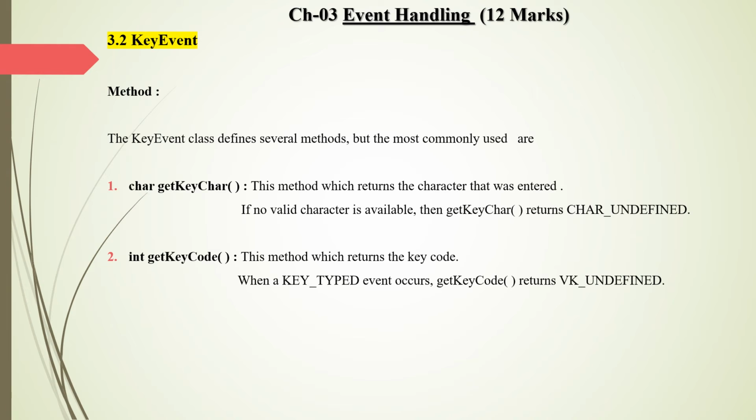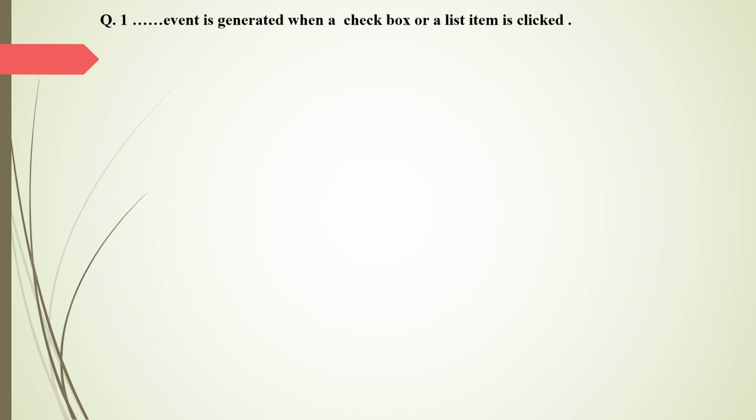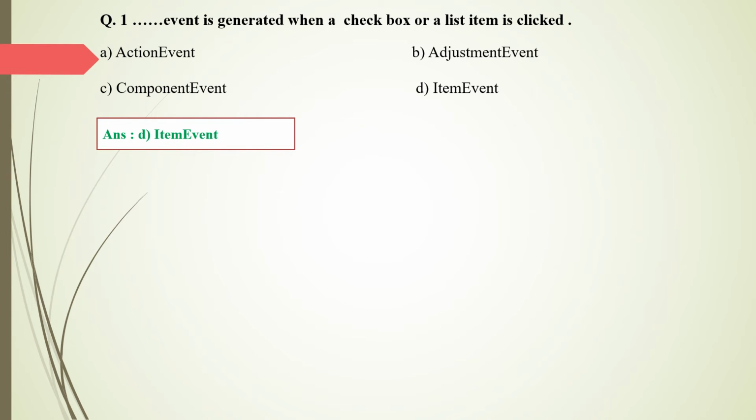So these two are the methods of the KeyEvent class. Next we have some MCQ questions. The dash dash event is generated when a checkbox or a list item is clicked. First option is action event, second option adjustment event, third option component event, and last option item event. Answer of this question is item event. Item event is generated when a checkbox or list item is clicked.